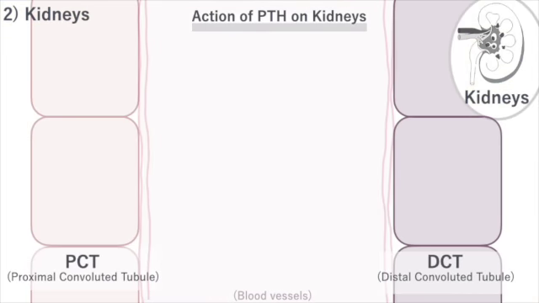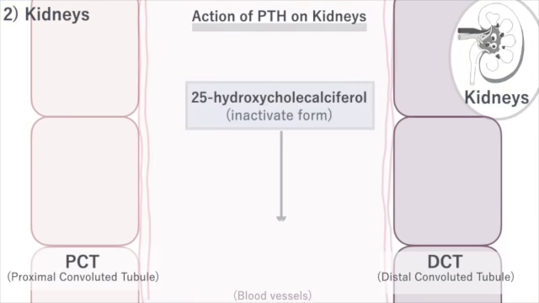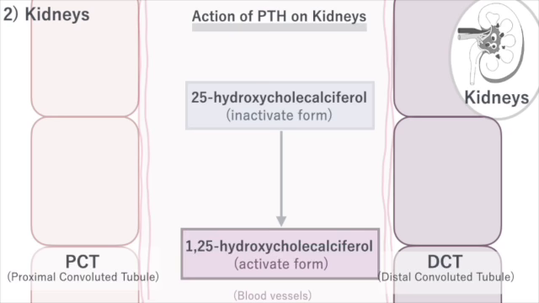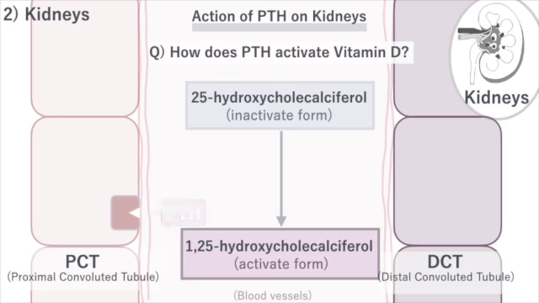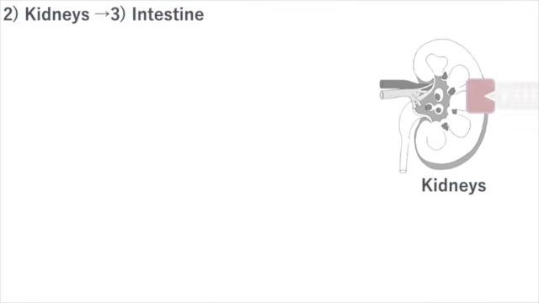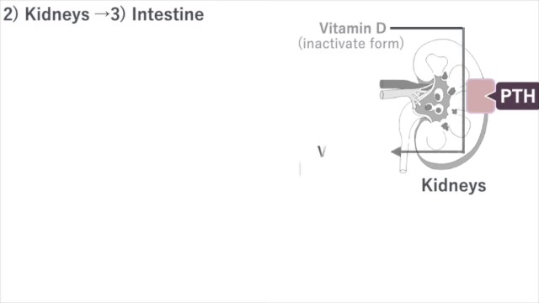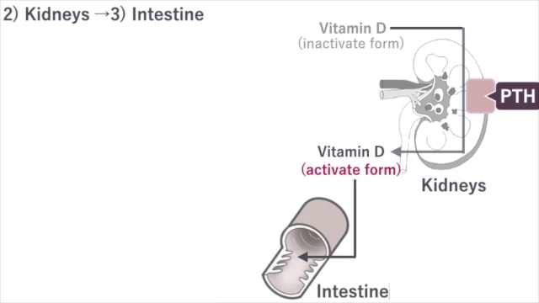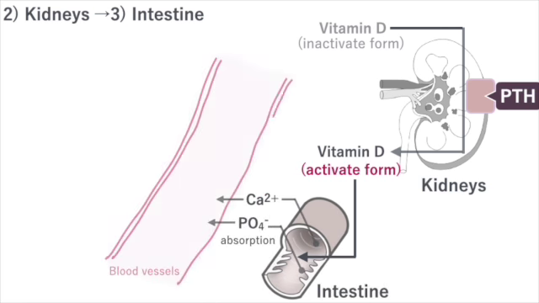Now, at the same time, PTH promotes the activation of vitamin D in the kidneys. Quiz. How does PTH activate vitamin D? Correct. PTH stimulates the production of 1-alpha hydroxylase in the proximal convoluted tubule, activating vitamin D. The activated vitamin D promotes the absorption of calcium and phosphorus in the intestines. Vitamin D promotes the absorption of both calcium and phosphorus.